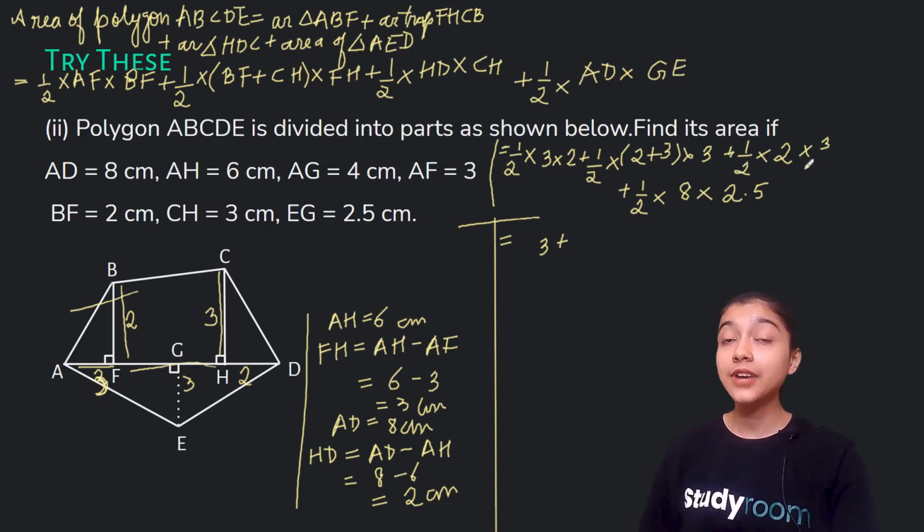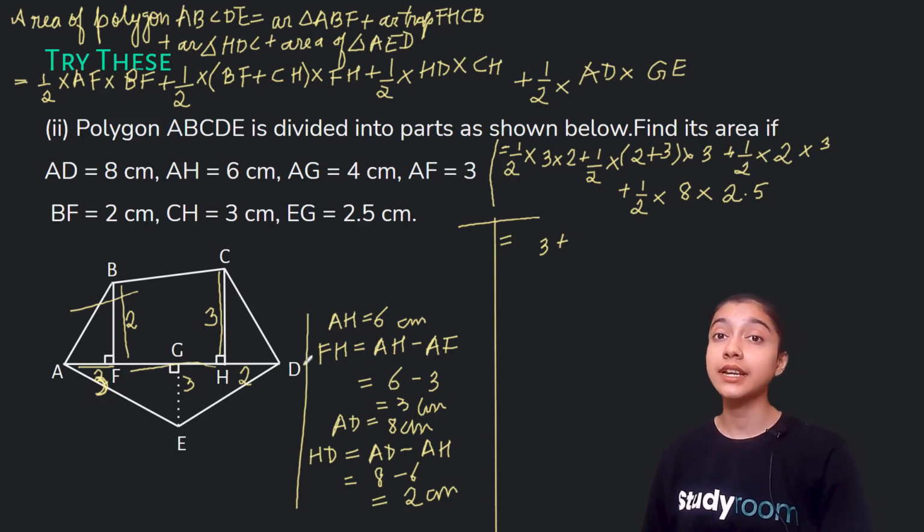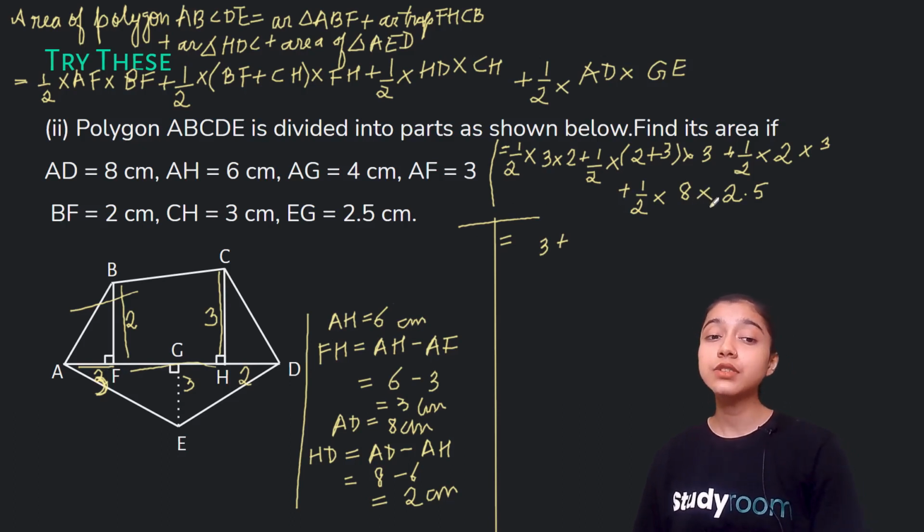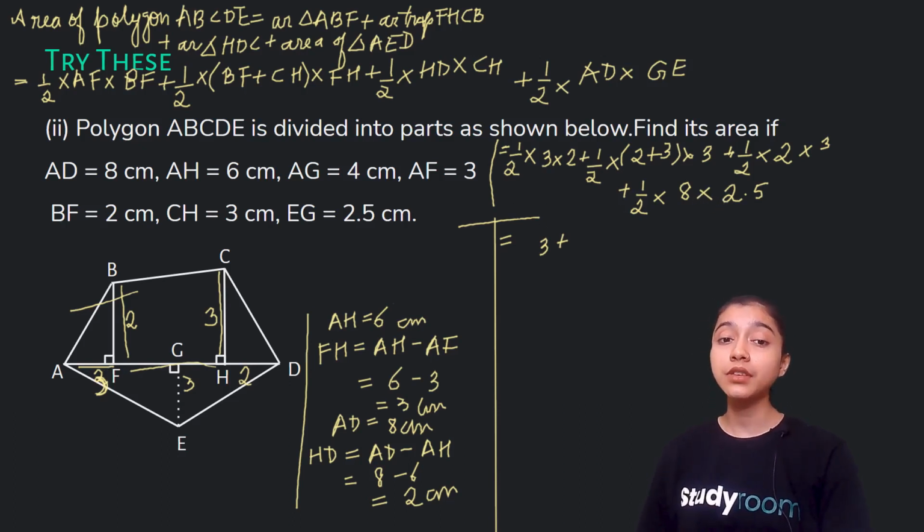Next up, we have a triangle in the bottom side. So the area of this triangle will be half into the base of this triangle, that is AD, which is equal to 8 centimeters, and the height of this triangle, that is GE, which has been given in the question as 2.5 centimeters. So I wrote 8 into 2.5.